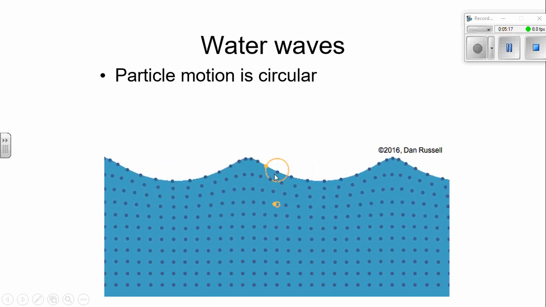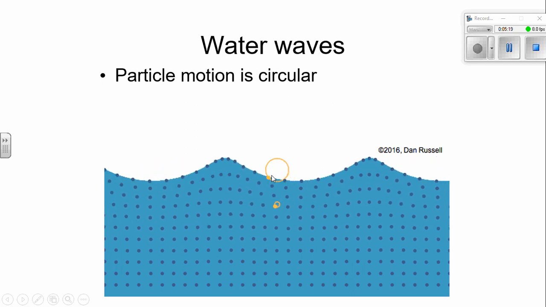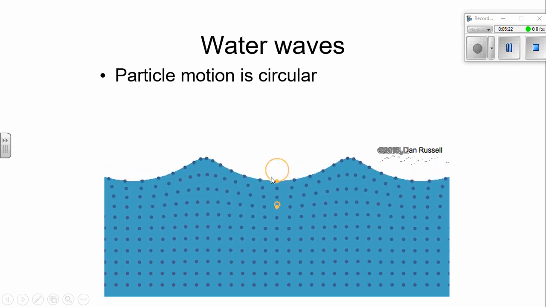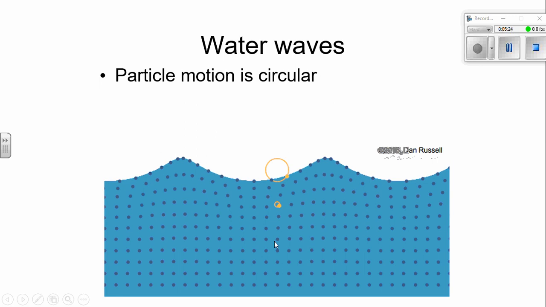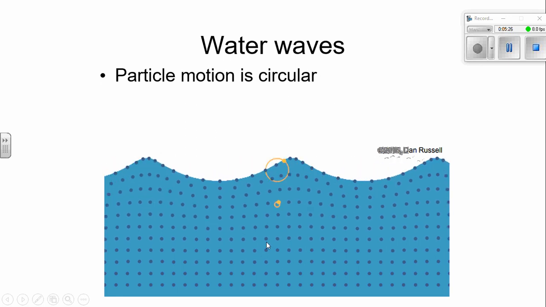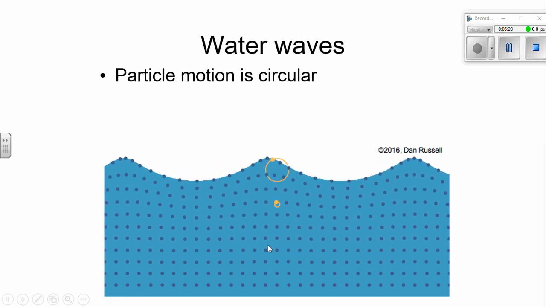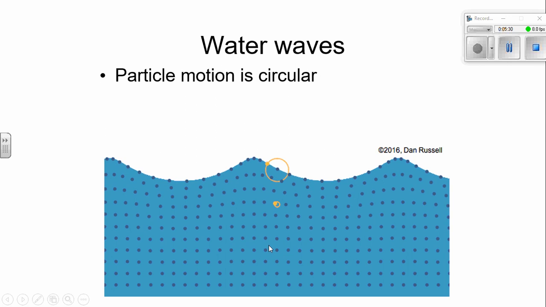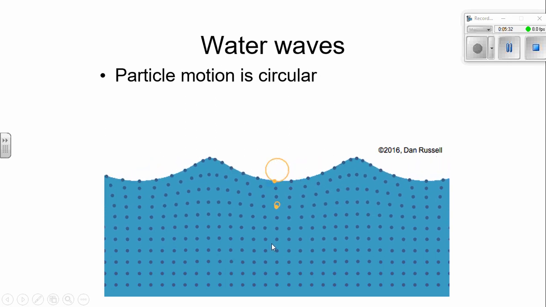If you were to watch a duck on the surface of water as a wave goes by, that duck is actually going to move in a perfect circle. Next time you're at a pond and you see a duck sitting on the pond with any waves at all, pay attention to it. It's actually kind of funny to really watch.